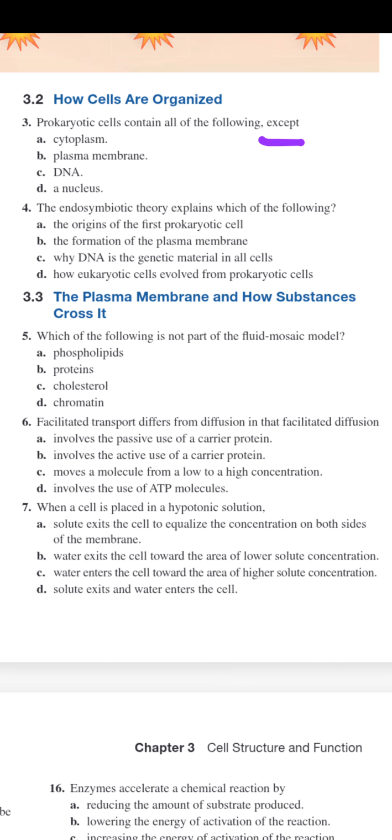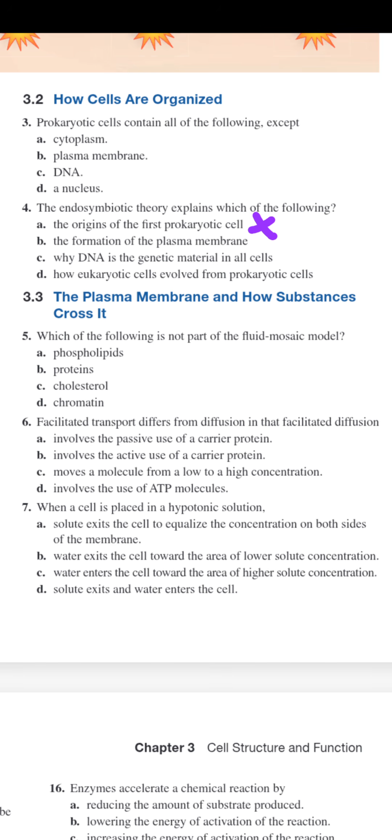Coming to question number 4. The endosymbiotic theory explains which of the following. This is a theory about how eukaryotic cells have mitochondria and chloroplasts. If you look at them under a microscope, you'll find that they have their own ribosomes and their own DNA. Does this explain the origins of the first prokaryotic cells? Actually, we still don't know how we got the first prokaryotic cells.